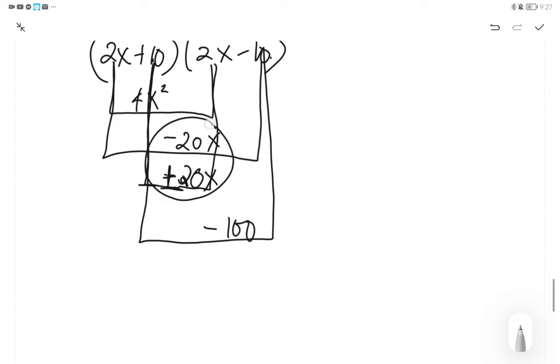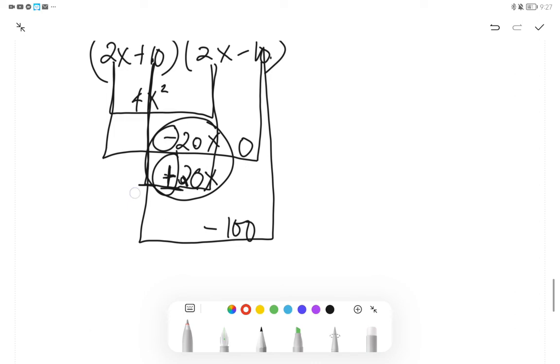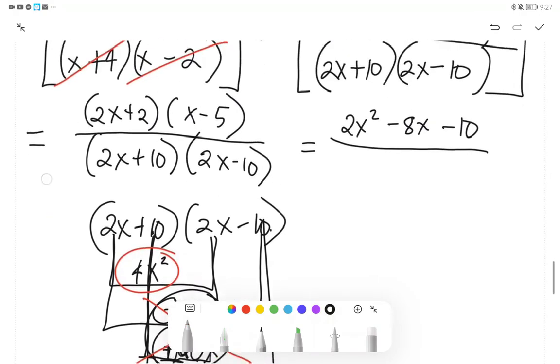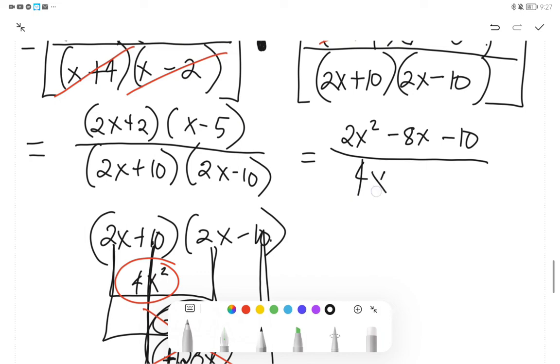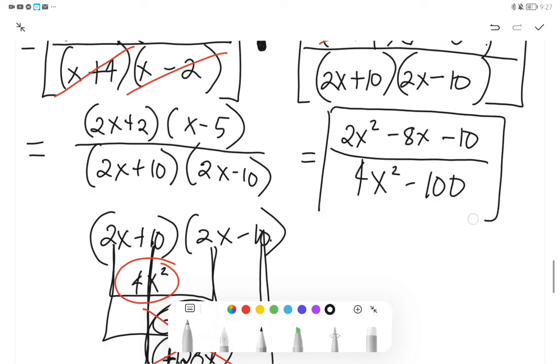Now these two, si outer and inner terms, i-combine since dili sila parehas ng signs, i-subtract. 20 minus 20, that is 0. So dili na siya counted for nga, pwede na siyang dili isulat dito sa final answer. So our answer is 4x squared minus 100. So let's write that down here. 4x squared minus 100. So there you have it. This is our final answer for number 2.